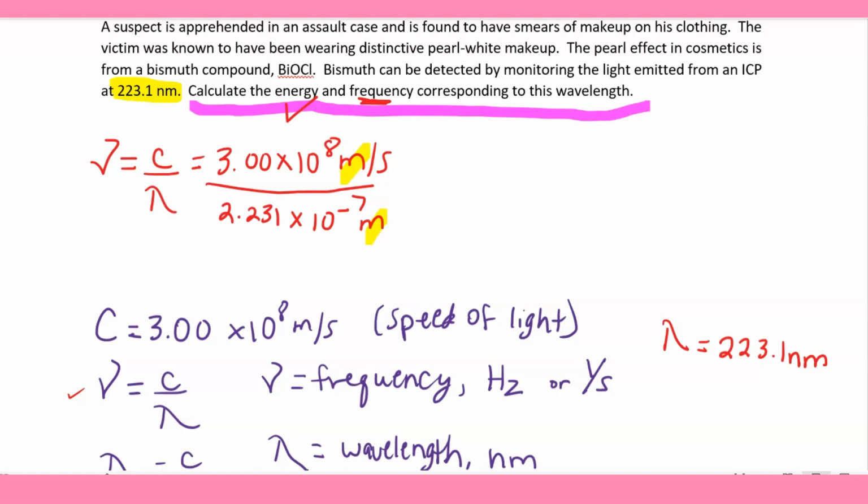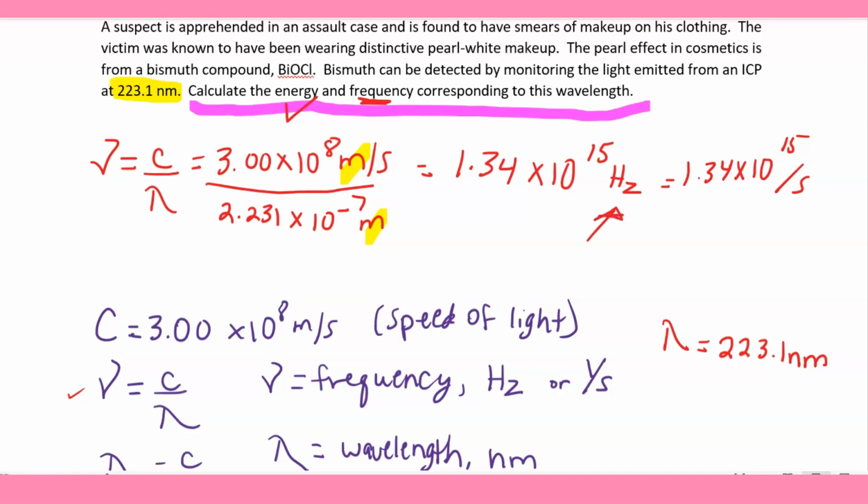Cancel your meters out, and you'll end up with your final answer of 1.34 times 10 to the 15th power. Hertz are your units, or you can say 1.34 times 10 to the 15th per seconds. It's like seconds to the negative first power, but the Hertz is the best answer.